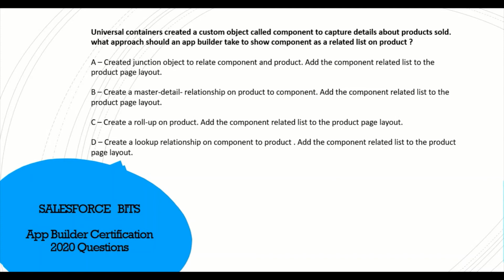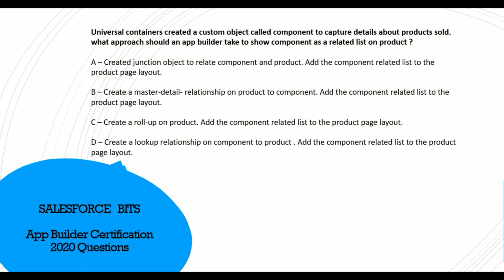C: roll up on the product and add the component related list to the product layout. I don't know what they mean by roll up, because product itself is the master, or the parent object here, and component is a custom object which is not going to be a parent. So roll up on product is not an option here. I don't think this is the right answer. And D: create a lookup relationship on the component to product. Add the component related list to the product.